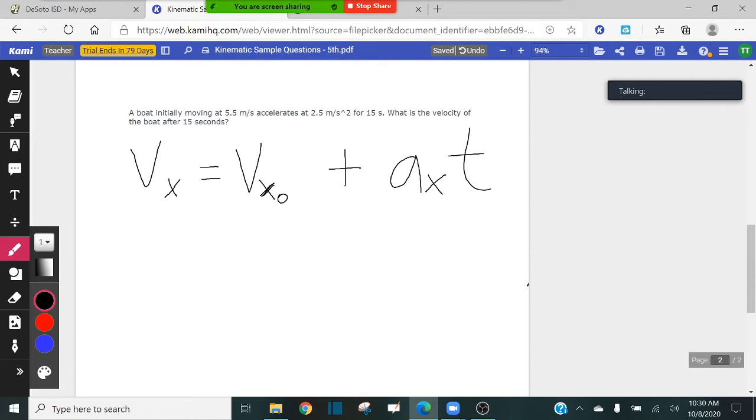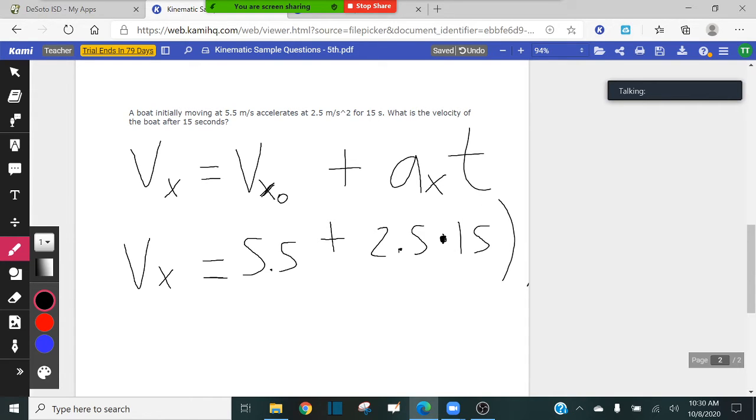Okay. So let's go ahead and fill everything in. We're told the initial velocity of the boat was 5.5 meters per second. So that's the initial velocity of the boat. We're told the rate of acceleration was 2.5 meters per second squared. Okay. And we're told the time interval of acceleration was 15 seconds. So 2.5 times 15. I'm going to put all of that in parentheses. So 2.5 times 15.